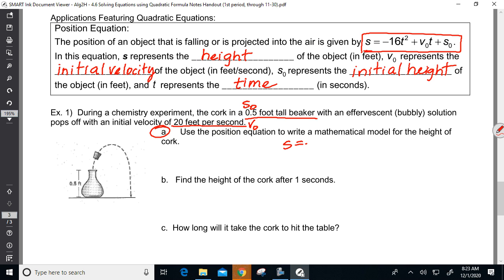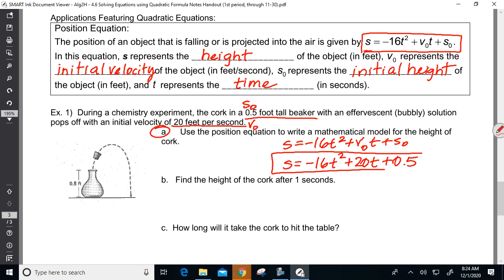So you're essentially just taking the formula and filling in the values that you have. S equals negative 16 t squared plus 20 t plus 0.5. That's part A. Part A is more or less just you setting it up.